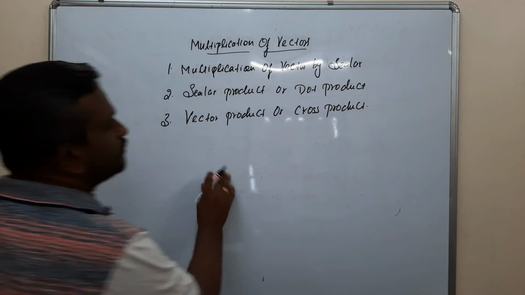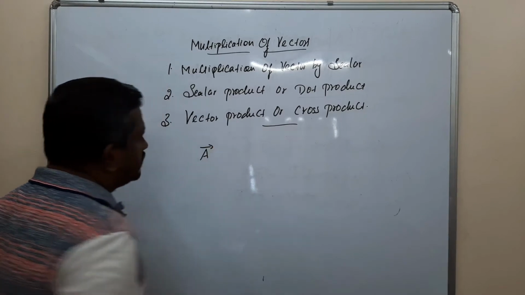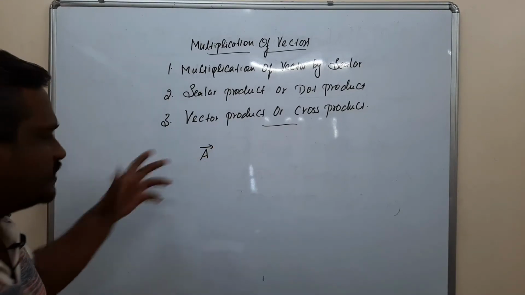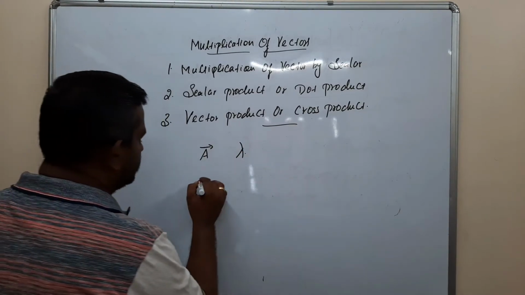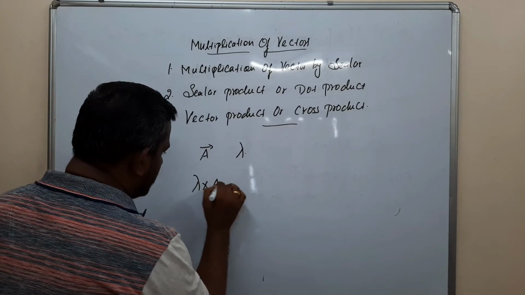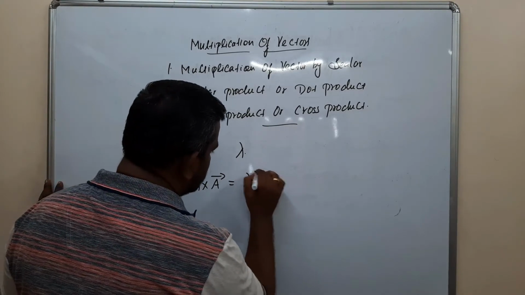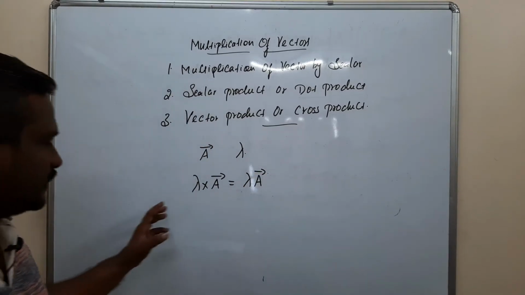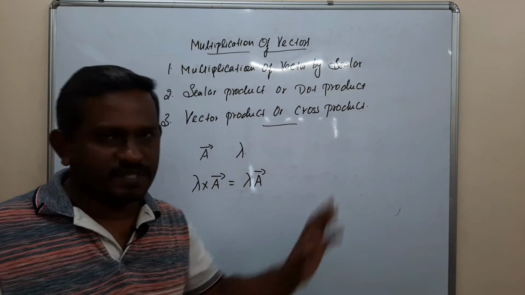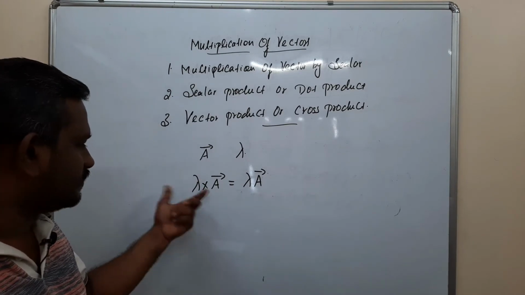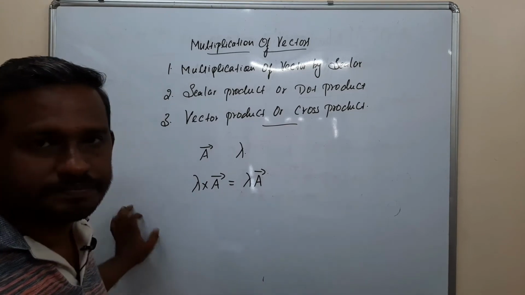The first one is multiplication of a vector by a scalar. Consider a vector A, and multiply this vector with a scalar, such as lambda. So lambda into A vector is equal to lambda A vector. That is, multiplying the magnitude of A vector with the scalar and writing the result as a vector. If you multiply a vector with a scalar, you will get a vector quantity only.